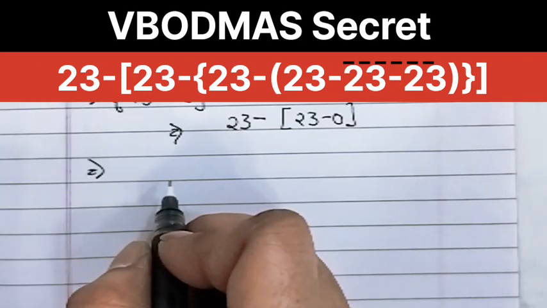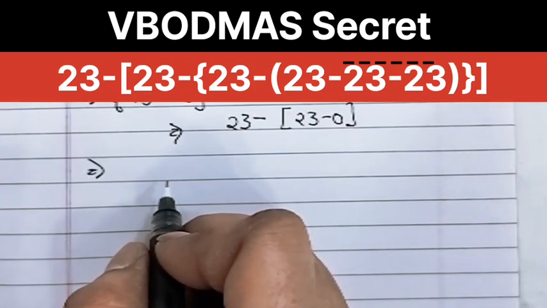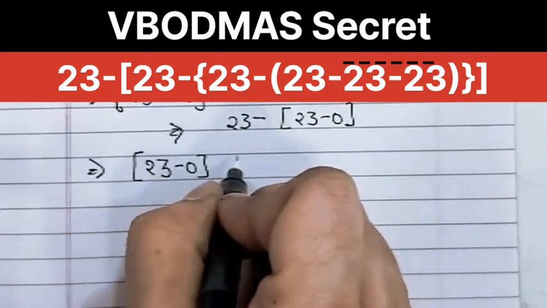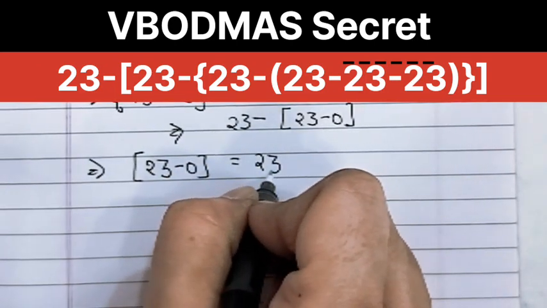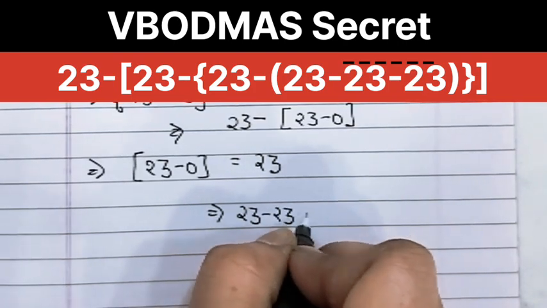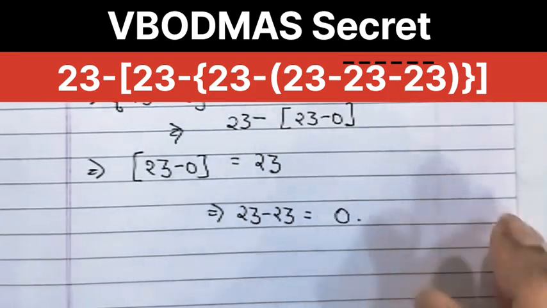Now solve for the square brackets. Inside the square brackets we have 23 minus 0. So it equals 23. Now the expression becomes 23 minus 23, and in the final subtraction you will get 0.